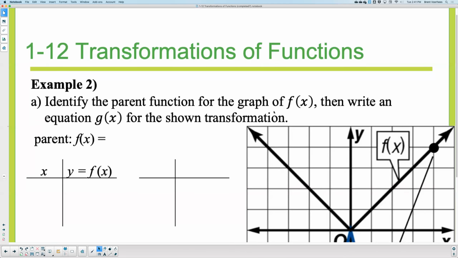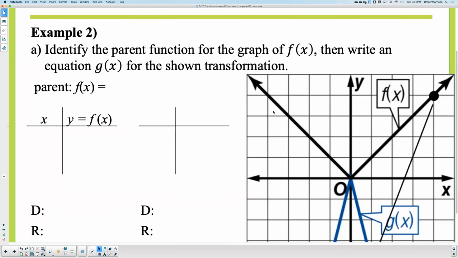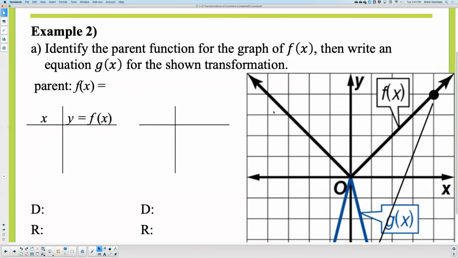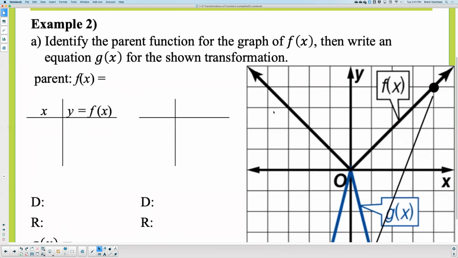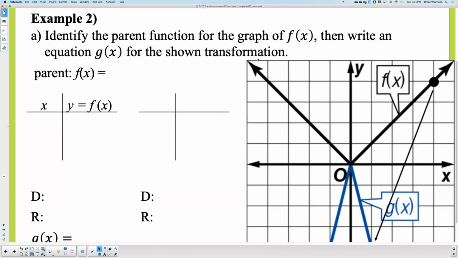All right, let's take a look now at example 2. It says identify the parent function for the graph f of x and then write an equation g of x for the shown transformation. Okay, what type of equation creates a V graph like this? What makes a V shape like this? Absolute value. So the parent function it asks for first, put that right here. This is the absolute value of x.